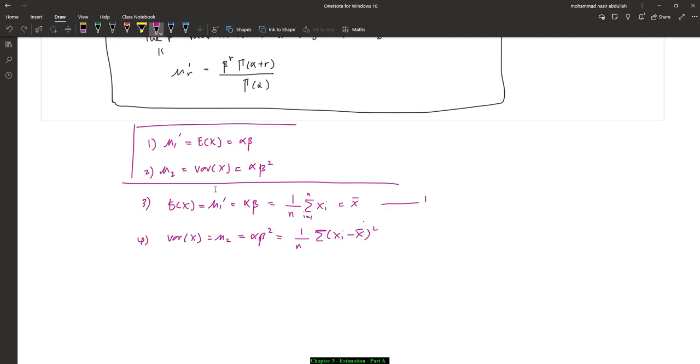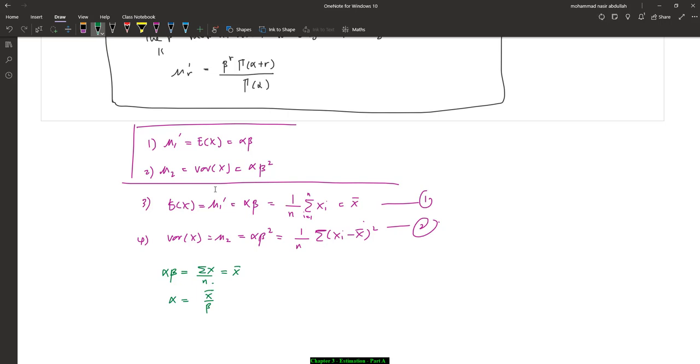Now we have the first equation and the second equation. So we want to solve for alpha and beta, right? So let's solve for the first one, which is alpha beta equal to summation of x over n, right? So let's solve for alpha, which is also equal to x bar. Let's make it short, easier. This is equal to x bar divided by beta. Or you can make it long, it's okay, no problem.